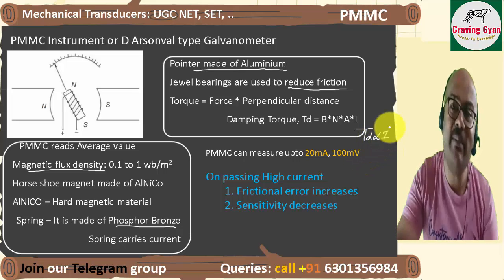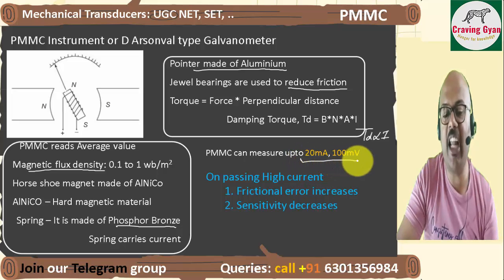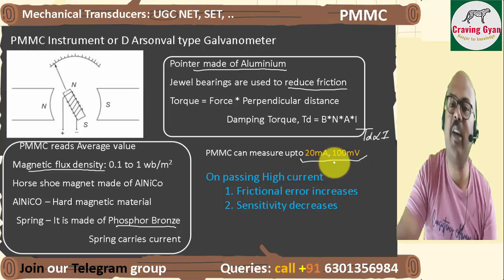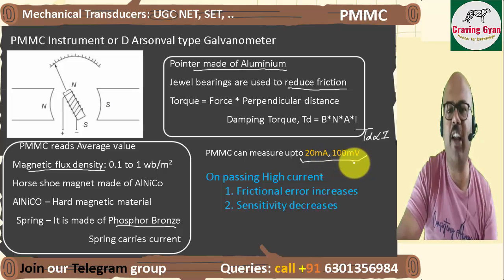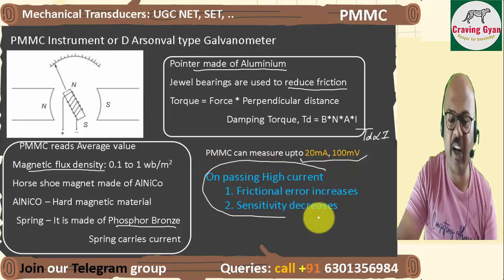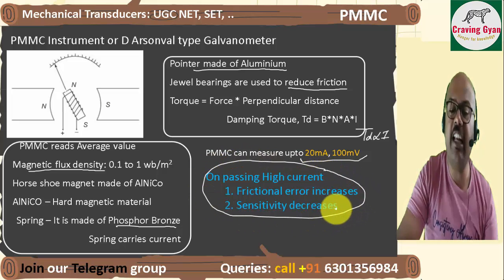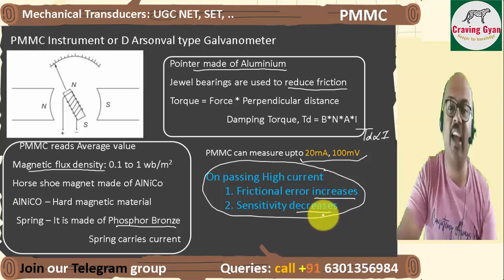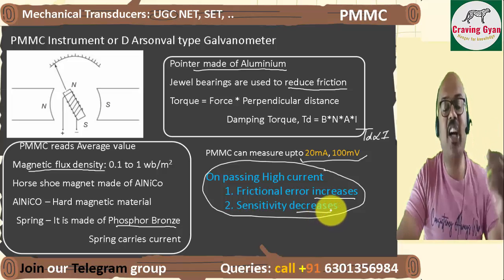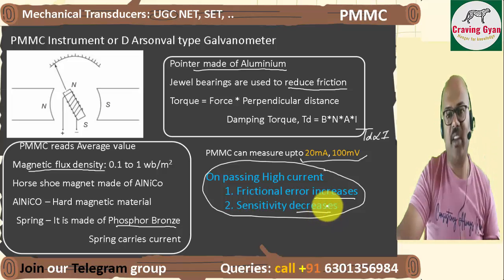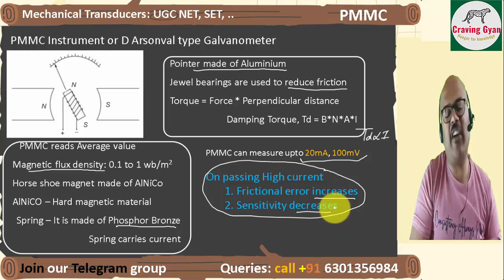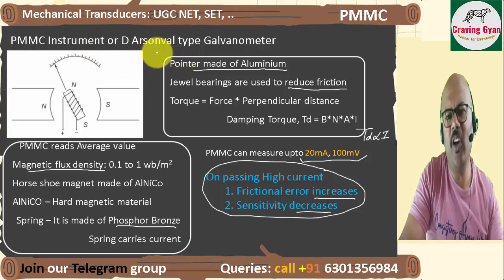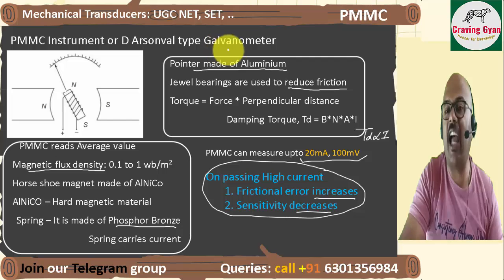So the maximum current or voltage that you can measure with the help of PMMC is a very low value, in the order of 20 milliamperes to 100 millivolts. On passing high currents, the problem is that the frictional error is going to increase and sensitivity is going to decrease. This is the problem you face when you try to measure a high value of current or voltage. The spring also gets damaged very easily. So this is all about a PMMC. It is also called a d'Arsonval type galvanometer.